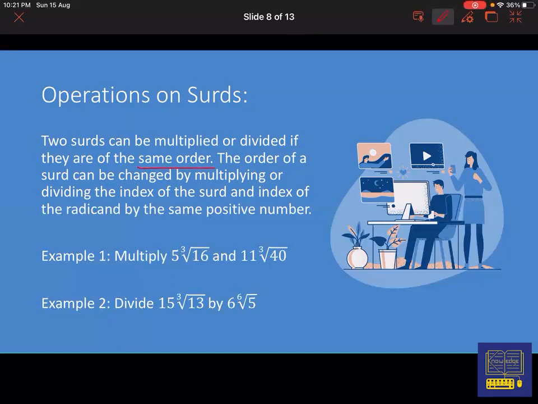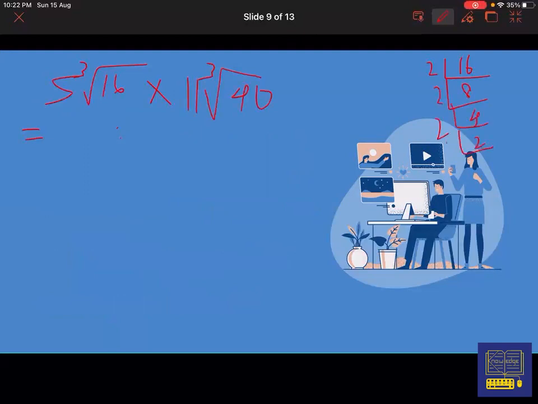Now, let's solve these examples. The first example was 5 root 3, 16 into 11. Right, so what we're going to do first is simplify them. We're going to factorize them. So 16, and now we're going to do 40.